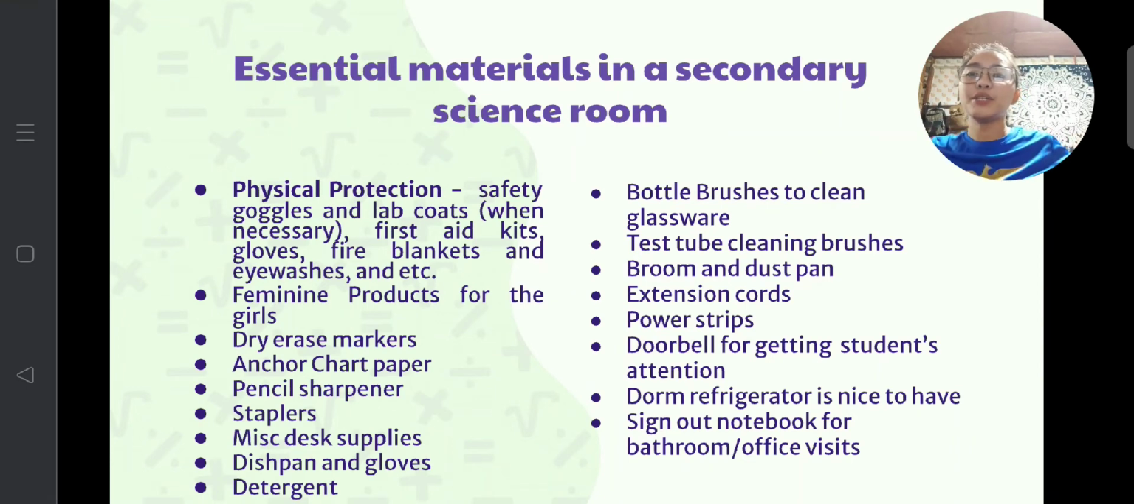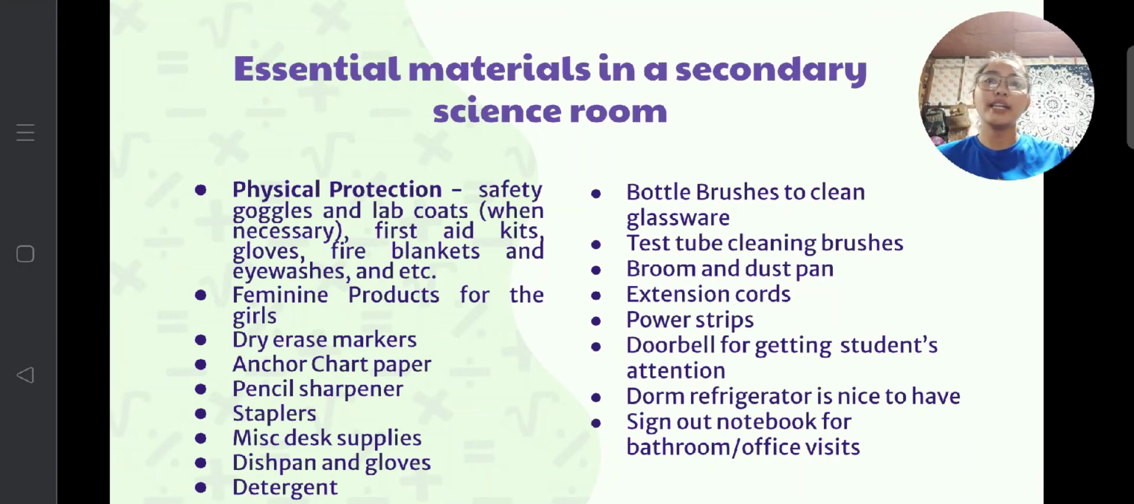And now let's proceed to the essential materials in secondary science rooms. So first is the physical protection, of course. Although many experiments in schools are relatively safe, accidents can happen. Ensuring that students are safe and protected should be a top priority for any school, even if you believe an experiment is sure to go right.